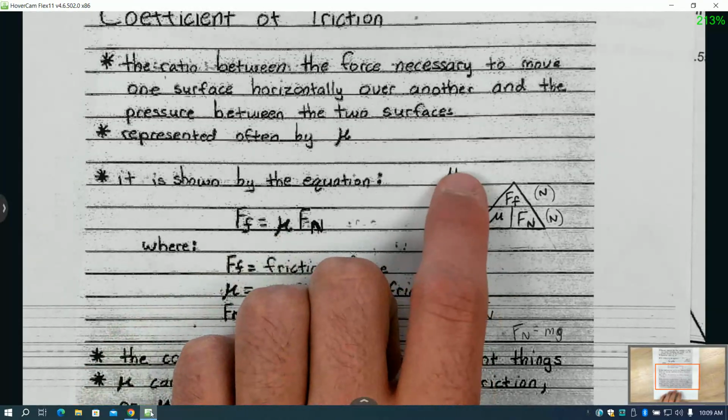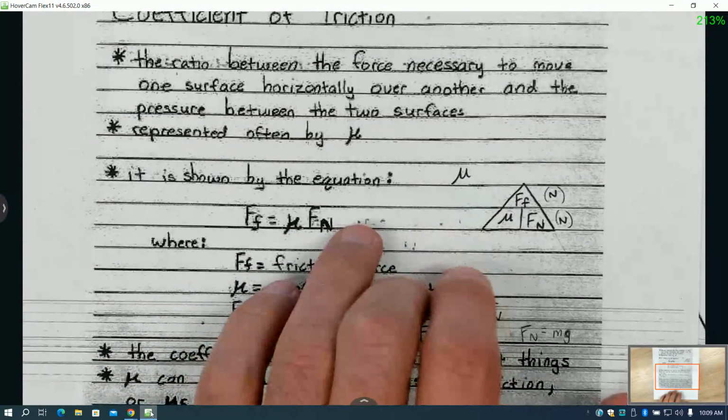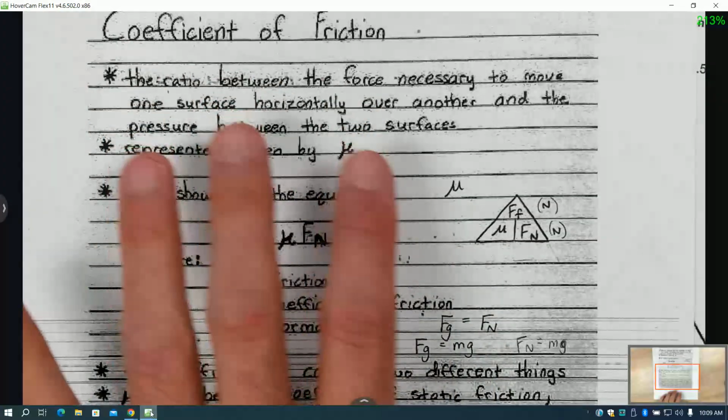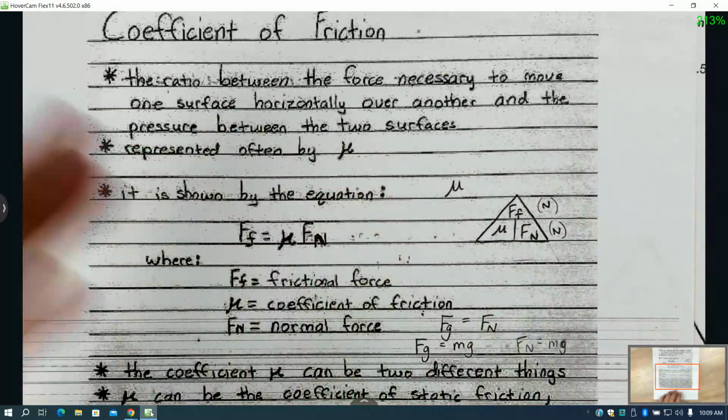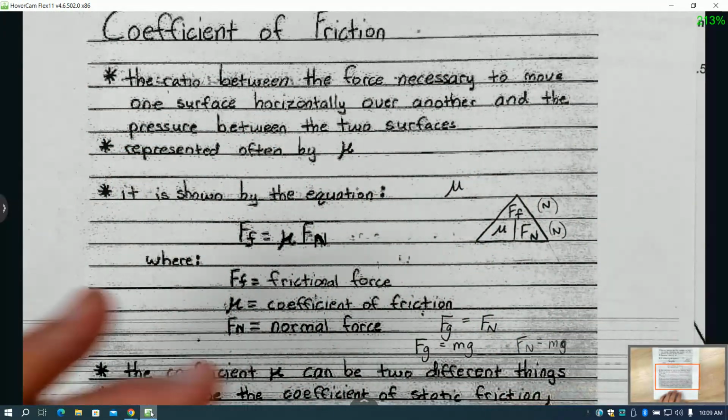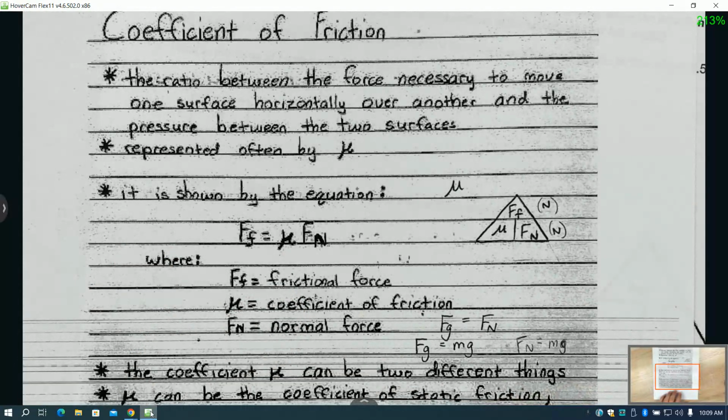It's kind of like a lowercase u with a little tail hanging off the front, times the normal force of an object. What is the coefficient of friction? It's the ratio between the force necessary to move one surface horizontally over another and the pressure between the two surfaces, and it's represented by the symbol mu.